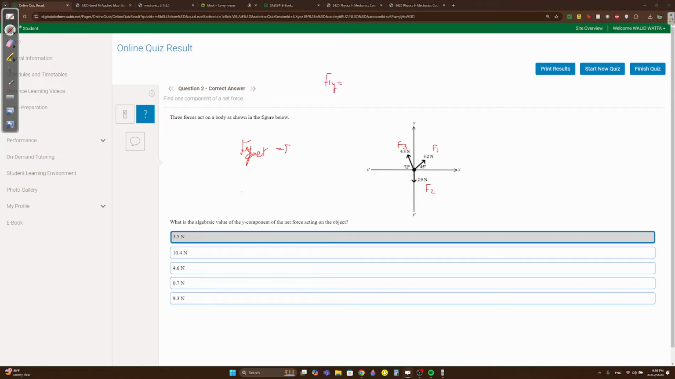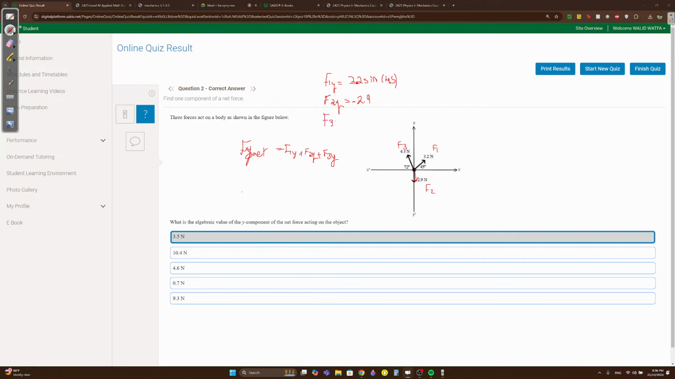Fy net is equal to F1y plus F2y plus F3y. F1y is equal to 3.2 sine 45. F2y is equal to minus 2.9, because it's going down, so it's negative, but there's no angle, so it's just minus 2.9. If you want to be fancy, you can say sine 270, because 90, 180, 270, but it doesn't help. Minus 2.9, and it's just going down. It doesn't have an x component.